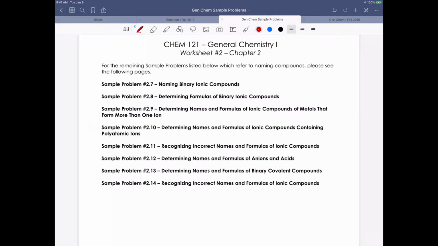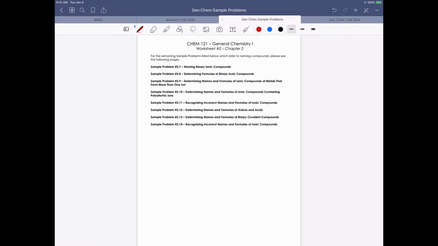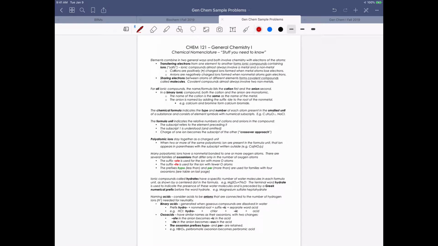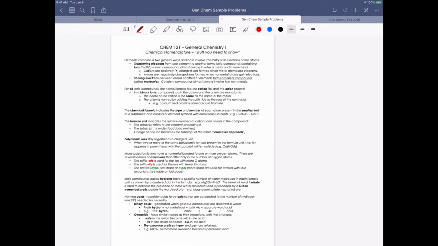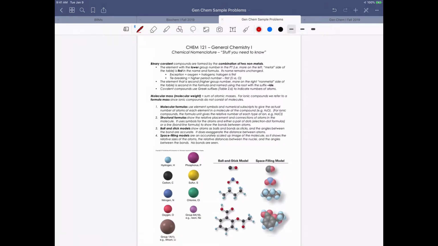So the next sample problems we're going to cover as a group. These next 8 problems all have to do with naming compounds, naming ionic compounds, as well as learning to name some simple binary covalent compounds. So in the handout that we had in class, we went through a lot of discussion about all the rules that we have for naming things. So that's what these pages really are, just some details on how to name these.